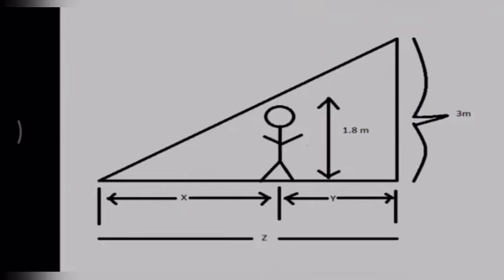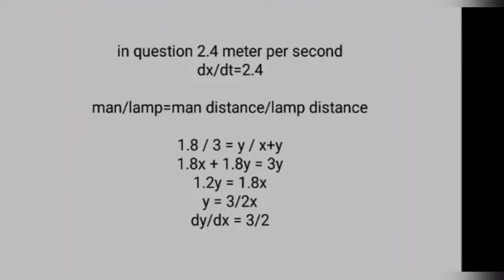The position of the man and the lamp post is shown in the diagram. In the question, 2.4 meters per second is mentioned as dx, so dx over dt will be 2.4. Okay, so for dy over dx, man over lamp equals man distance over lamp distance, which is 1.8 over 3 equal to y over x plus y.